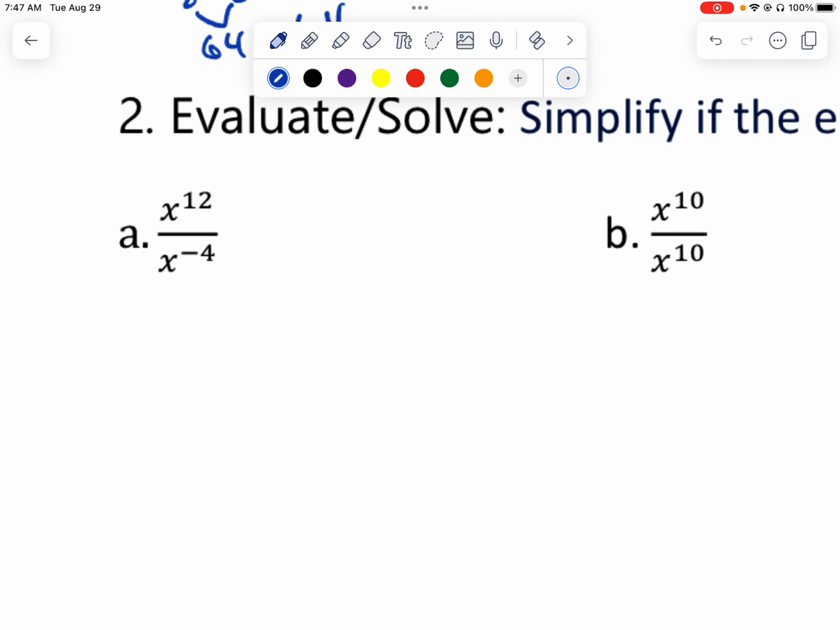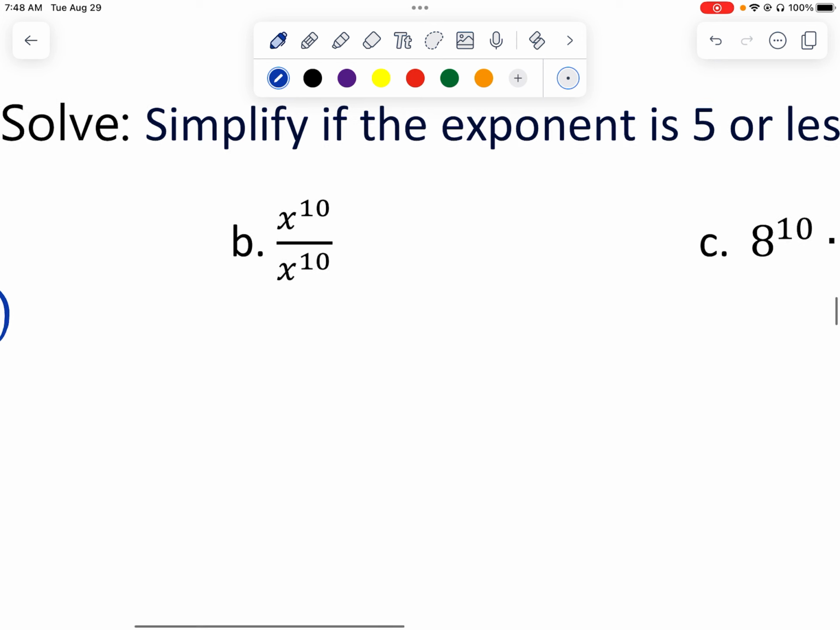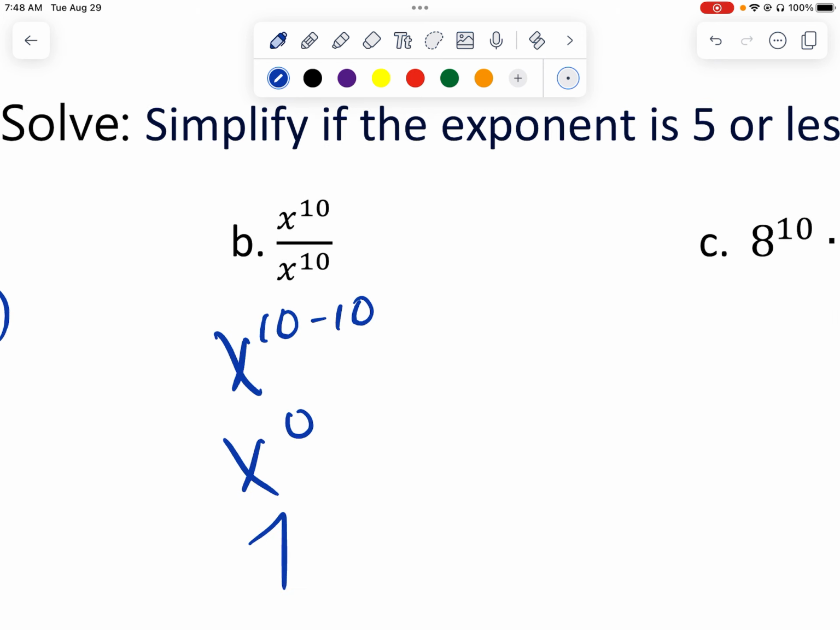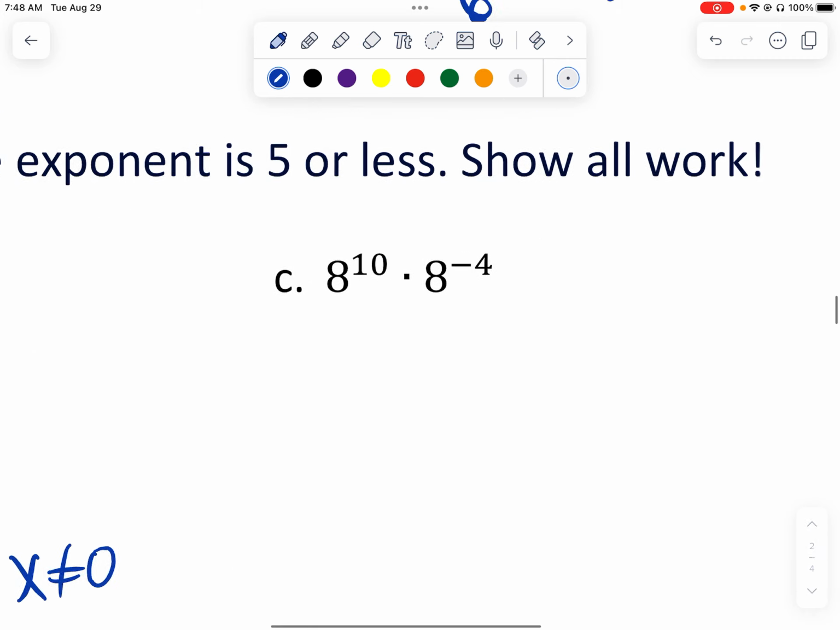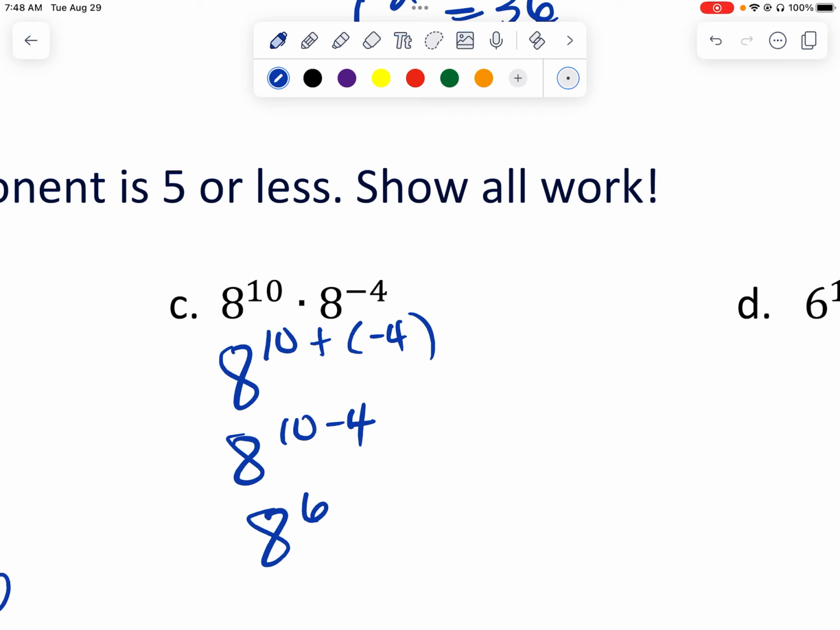Okay, so again, we're going to evaluate. So I subtract my exponents. Minus minus, we never believe in minus minus, so that will get me x to the 16th power. This would get me 10 minus 10 as an exponent, so that would be 0, as long as x does not equal 0. This one, 8. I add my exponents, which is the same as 10 minus 4, so that's 8 to the 6th power.